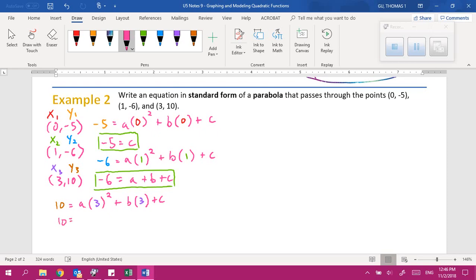what do I do here first? Square it. So if I square 3, what is it? 9. So then this first term ends up being 9a. Okay, what's b times 3? 3b. So plus 3b plus c. There are my 3 equations after using my 3 points.